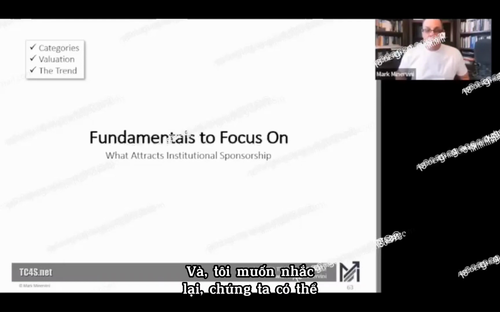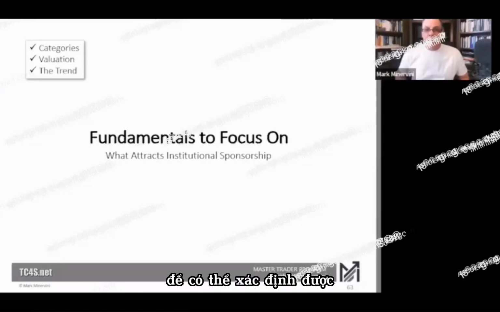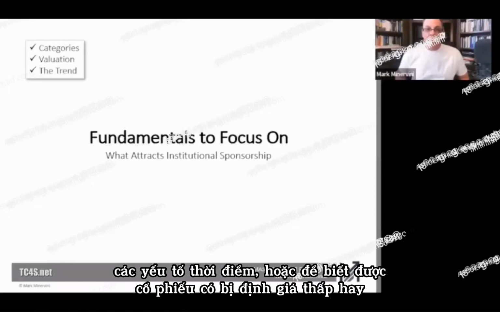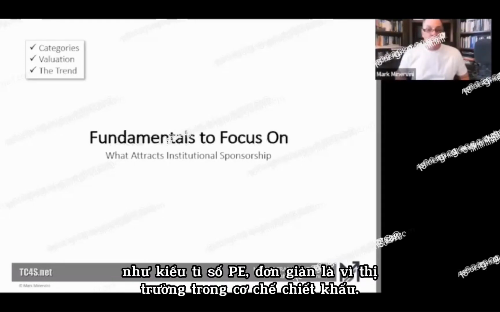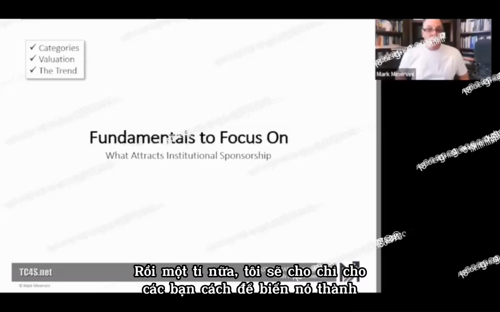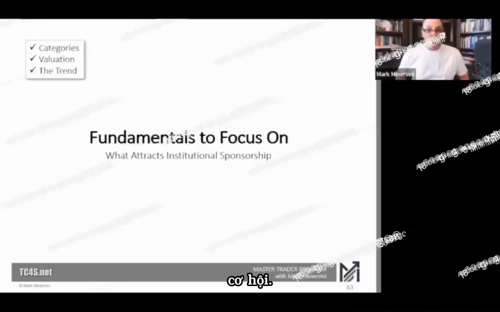And again, we can look at the valuation and get an idea of whether the stock has a lot of expectation or not. But certainly using it for any type of pinpoint timing indicator, or even to know if it truly is undervalued or overvalued, is really hard to measure with something like a PE ratio, simply because the market is a discounting mechanism. And I'm going to show you in just a little bit here how that translates into opportunity.